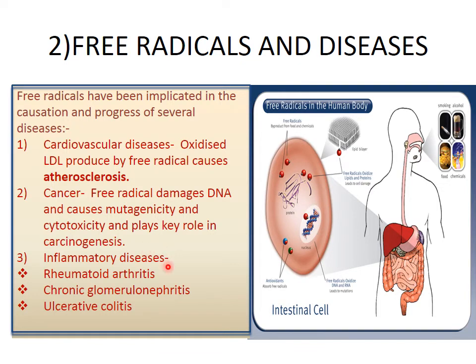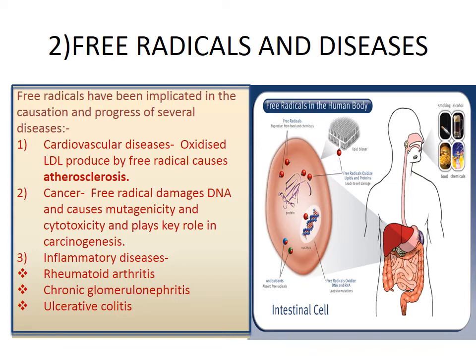Inflammatory diseases like rheumatoid arthritis, chronic glomerulonephritis and ulcerative colitis are all caused by free radicals. How are these caused? Rheumatoid arthritis is self-propagated by free radicals released by neutrophils, and neutrophils are released and cause free radical damage.